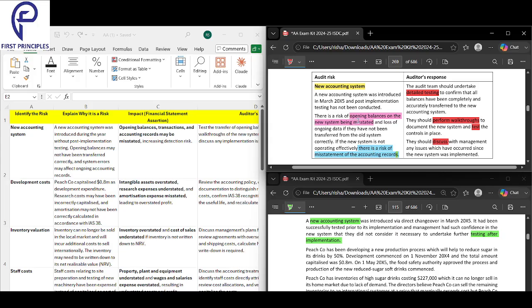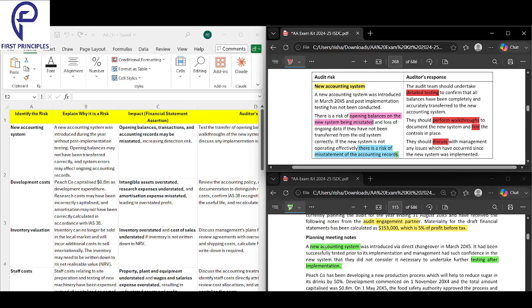And as an auditor, what should you do? First of all, you should do detailed testing of whether everything went from the old system to the new system. Second, perform a walkthrough, and when you're performing it, make full notes. Wherever controls are there, go on to test them. And also discuss with management whether any issues are there after the implementation. That is about audit risk and the auditor's response.